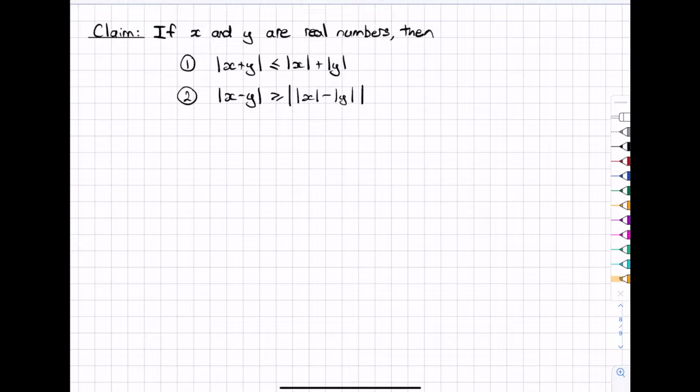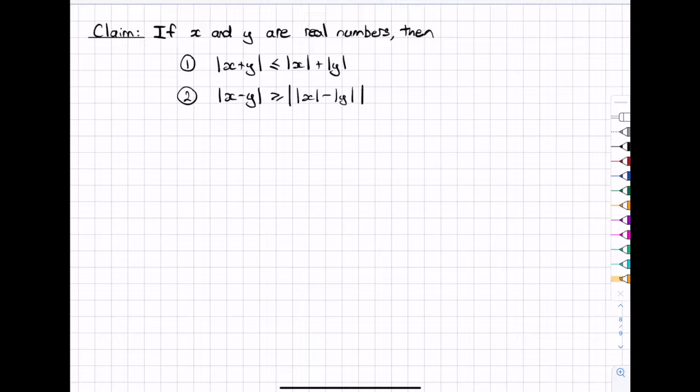In this video, we'll prove the triangle inequality for real numbers x and y. So the claim is as follows. If x and y are real numbers, then we have two inequalities. The first says that the absolute value of x plus y is less than or equal to the absolute value of x plus the absolute value of y.